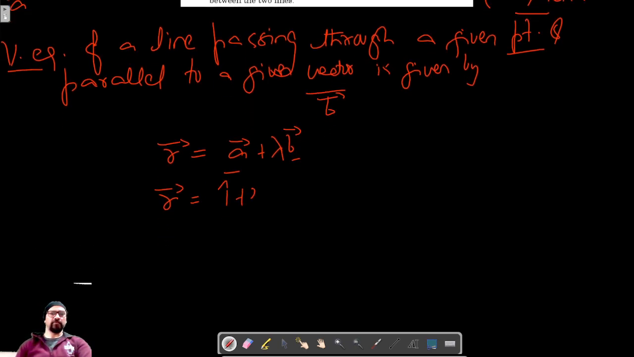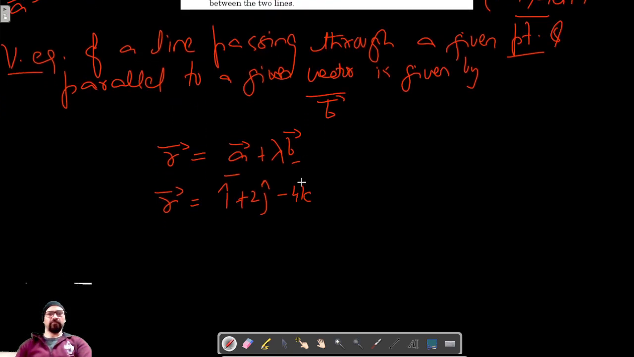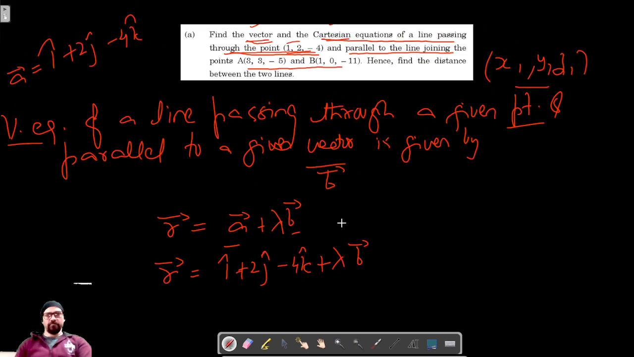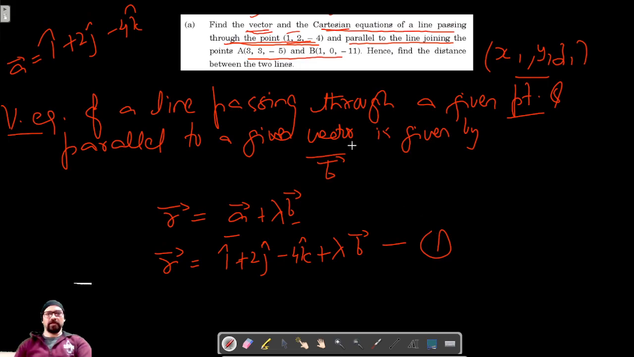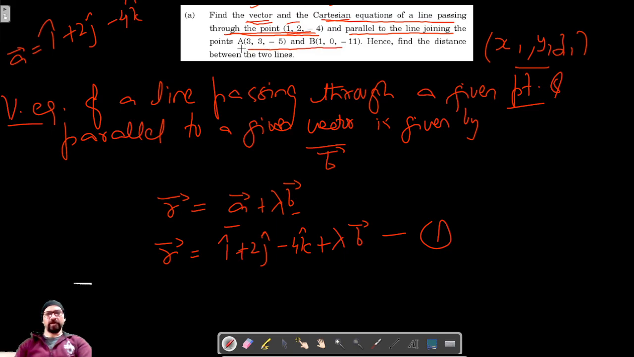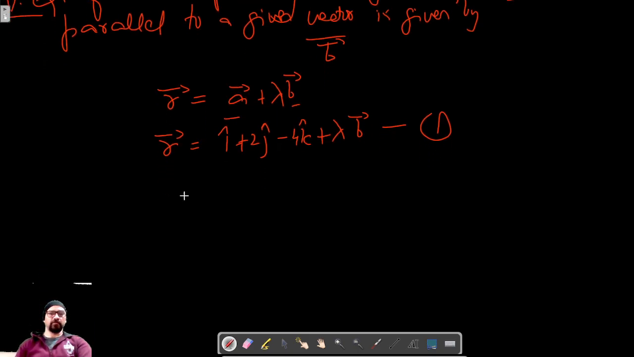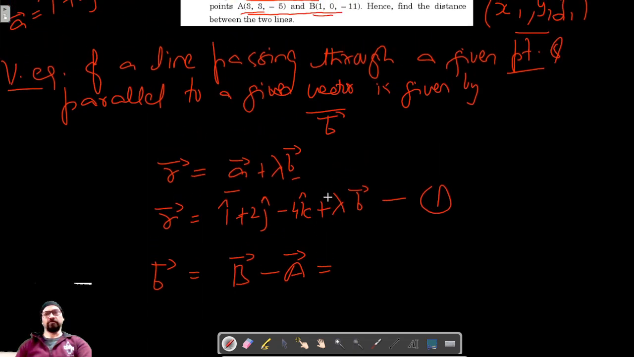So we are going to put the value here: i cap plus 2j cap minus 4k cap plus lambda into b vector. Now b vector is the parallel vector, and this line is parallel to the line joining the points. So let's keep this as equation 1. And the b vector is the parallel vector which is passing through A and B. So our b vector would be the position vector of B minus the position vector of A.